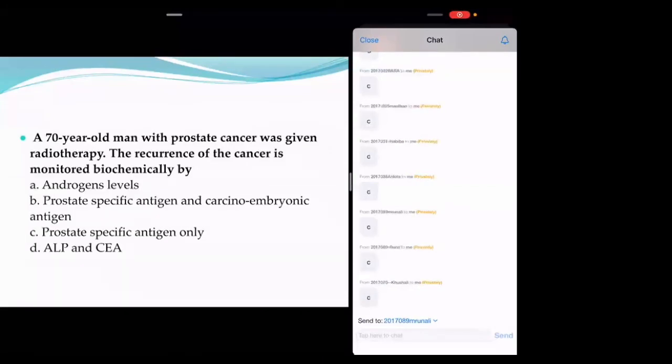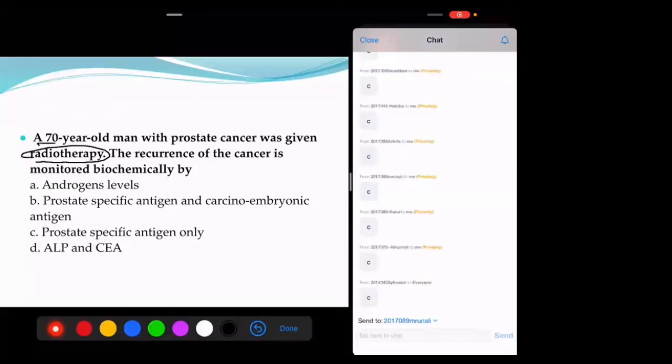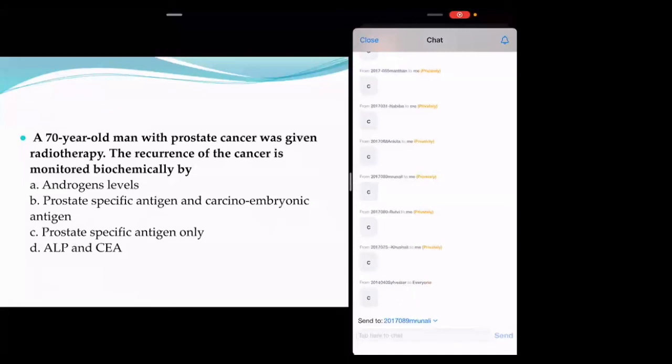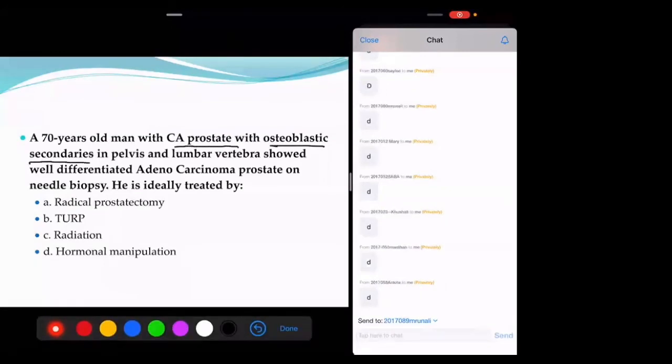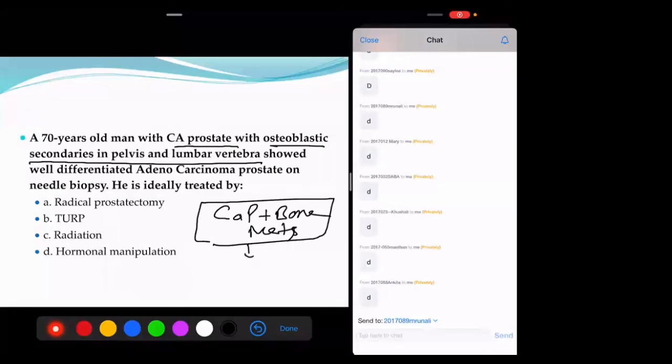If you do radiotherapy to a cancer prostate patient, then always check for the recurrence by doing PSA. This is the case of cancer prostate with metastasis to the vertebra. So it's the case of cancer prostate with bone metastasis. Okay. So metastatic cancer prostate is managed by ADT, also known as hormone manipulation therapy. Answer is D.